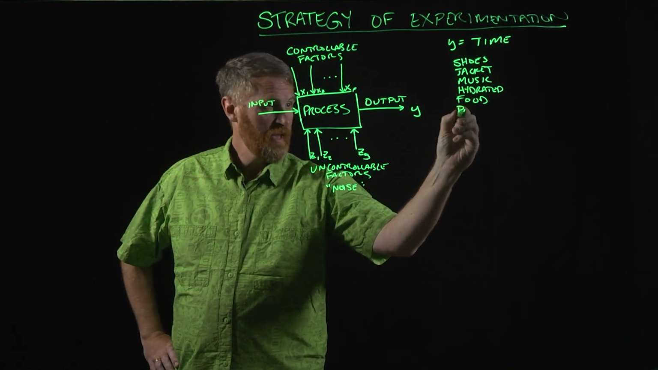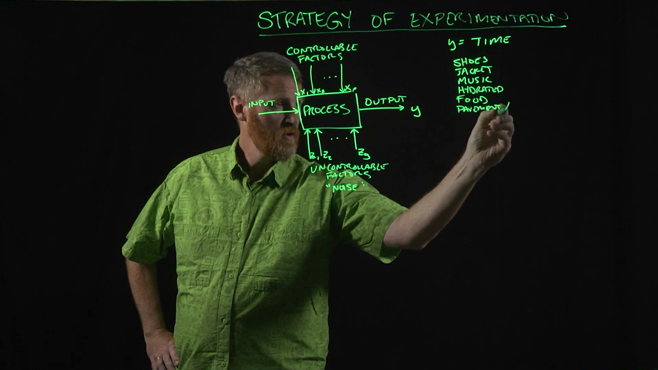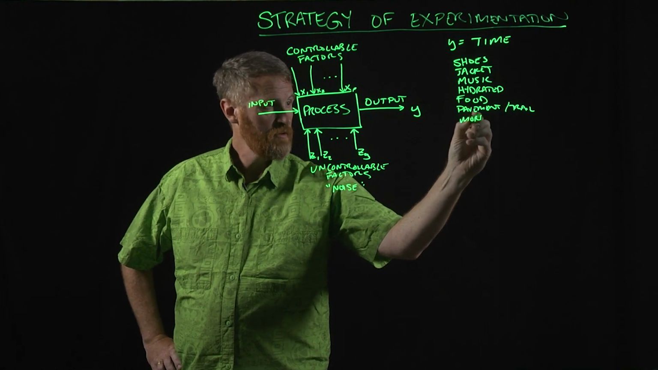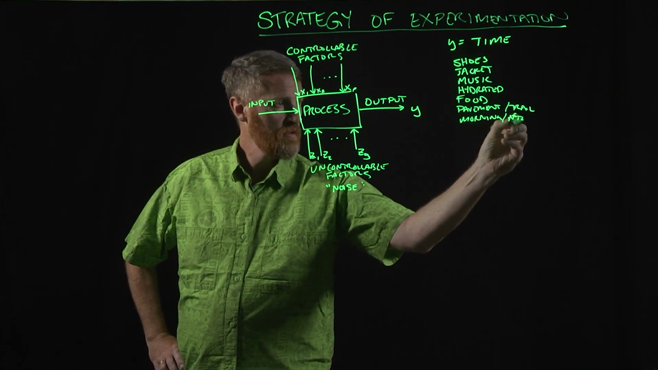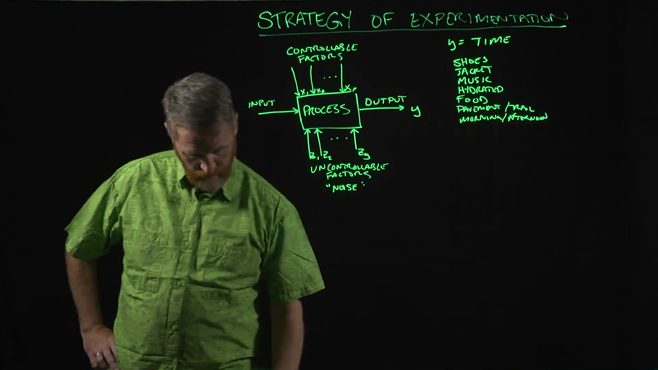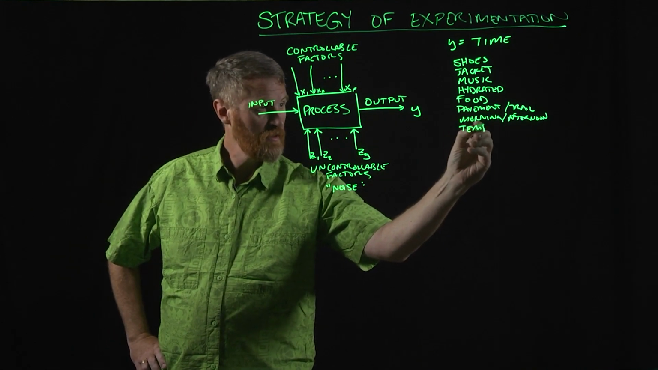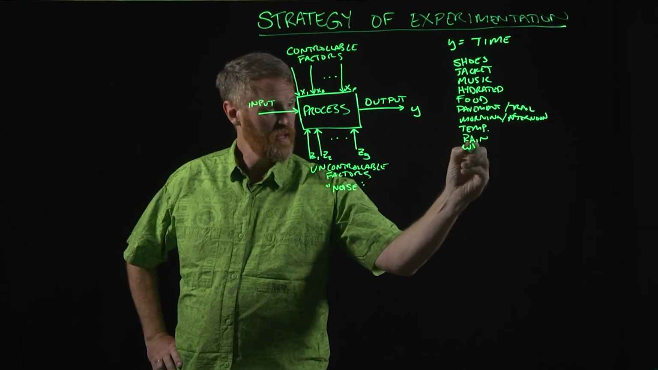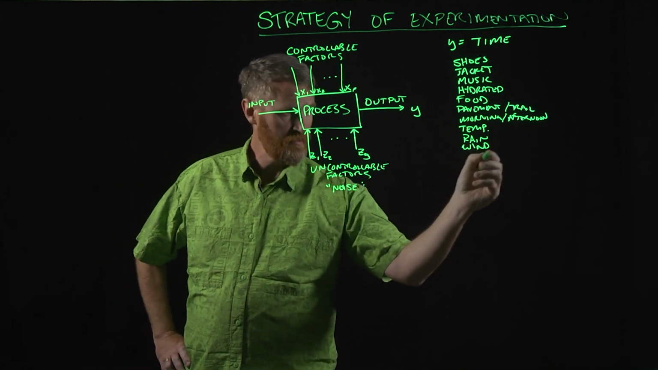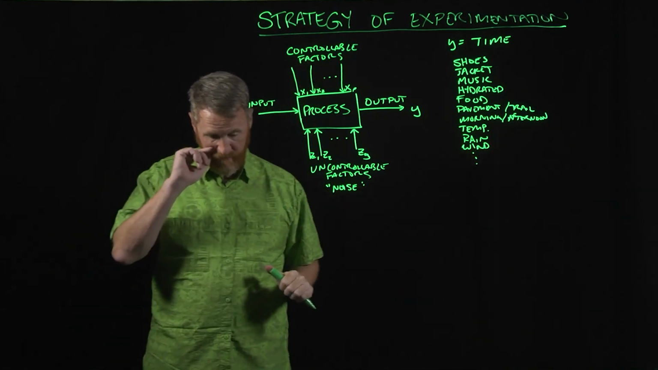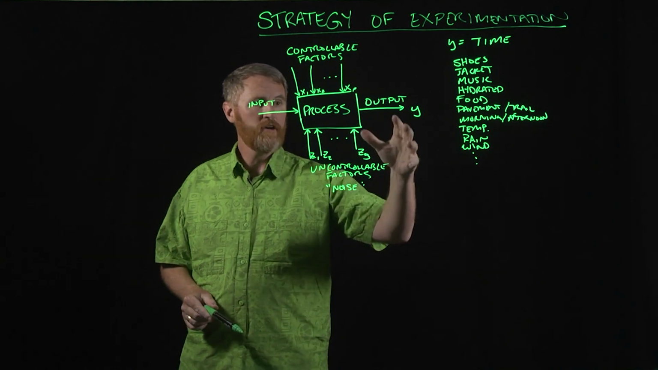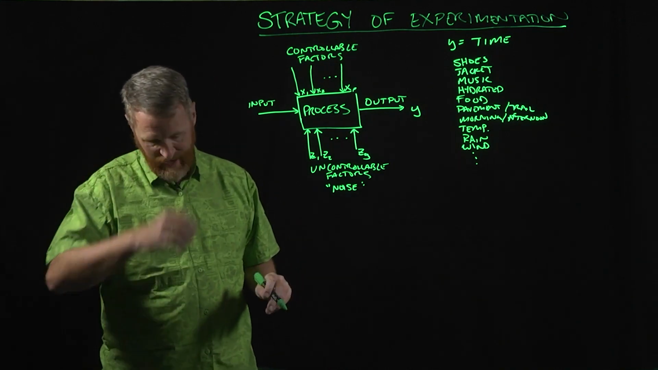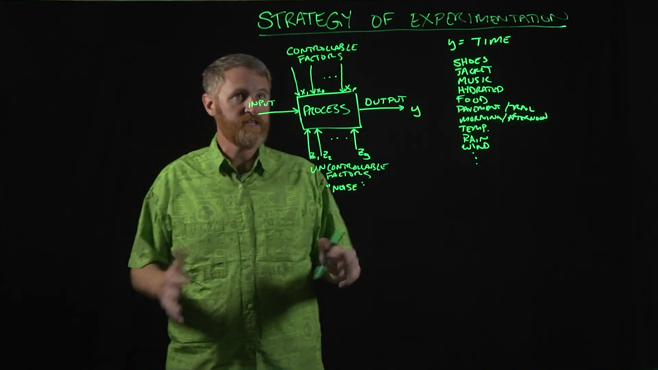Am I running on a pavement or trail? Is it the morning or the afternoon? What's the temperature? Is it raining? Wind? And of course, you could just continue to list a bunch of other different factors. So if I want to understand how these variables are going to affect the time, and maybe I want to optimize my time, I want to run as fast as I can, well, there are some strategies that we have in experimentation.